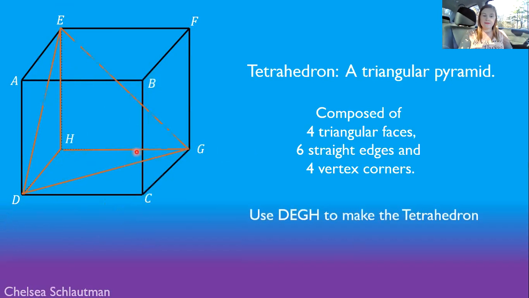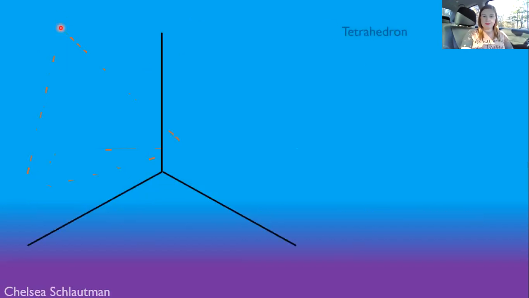Here's one down here, that's a face of a whole triangle. There's a face here of a whole triangle and a face here. And then this larger face we see here is the 4th one. And then these lines that you see are going to be the straight edges. And then here are the vertex corners where the lines meet together.